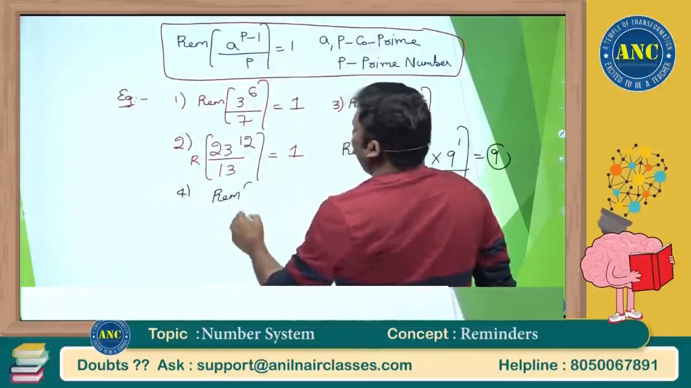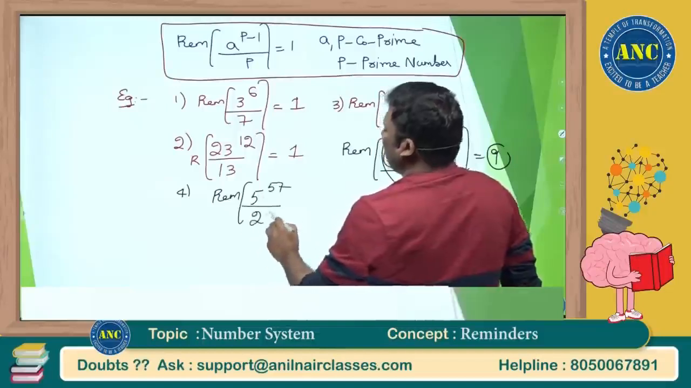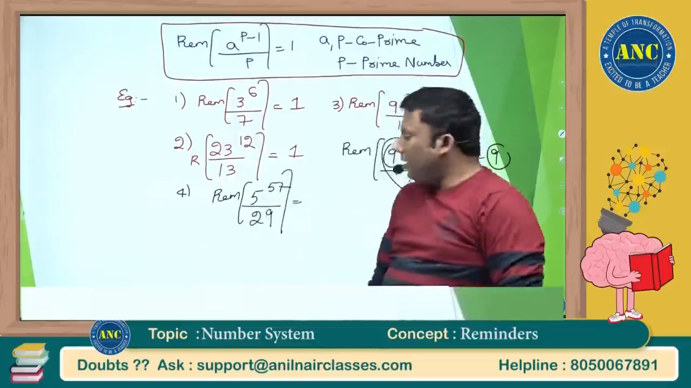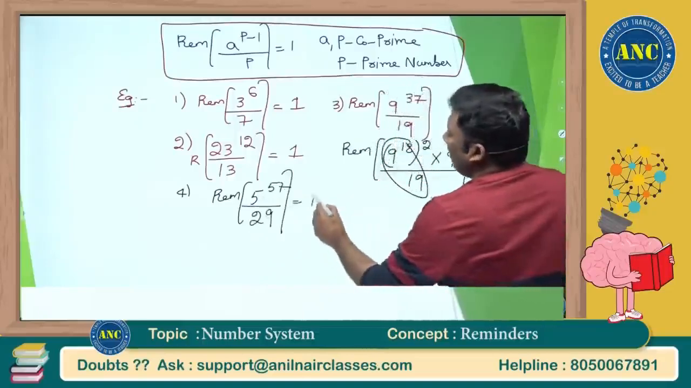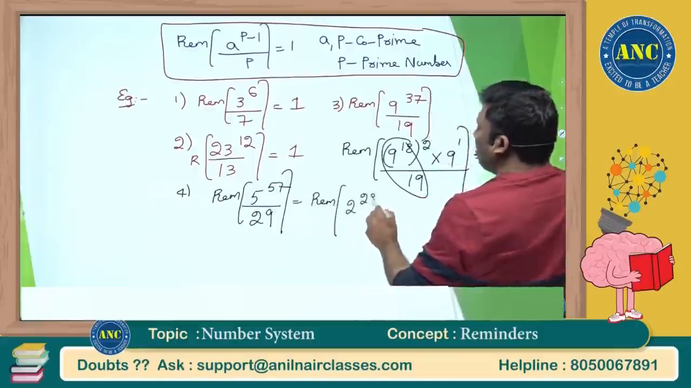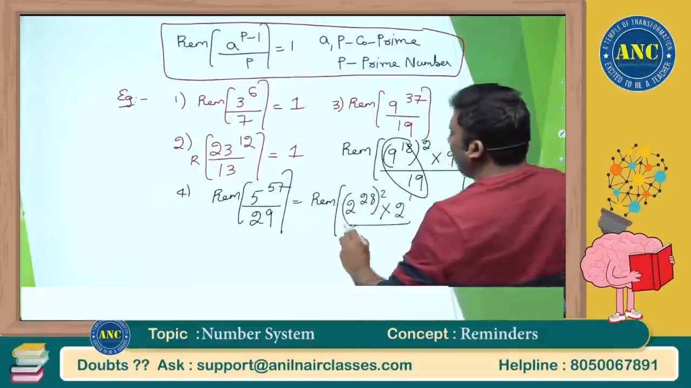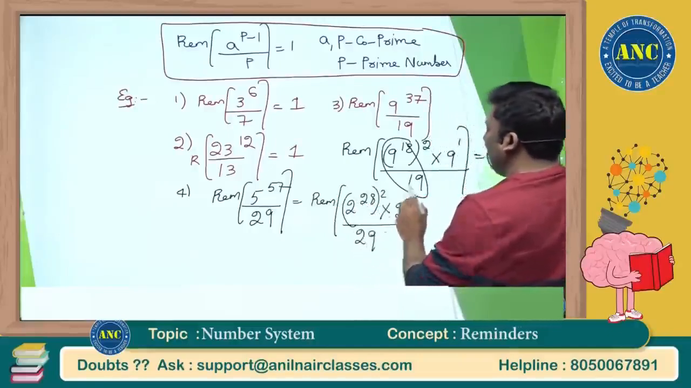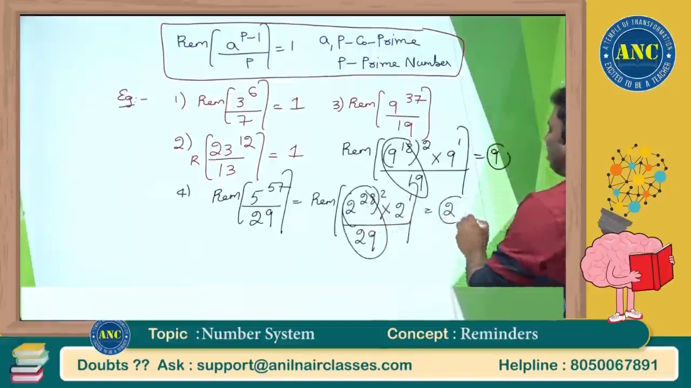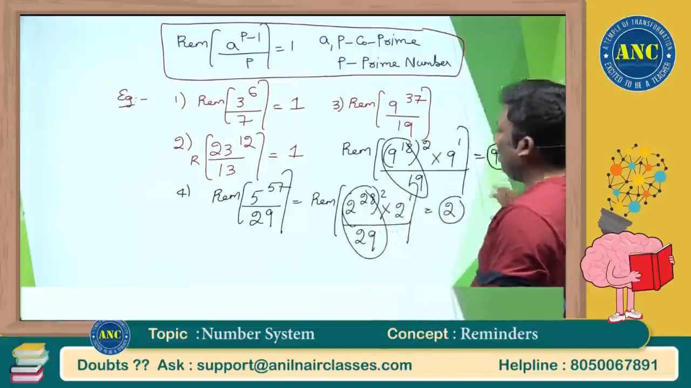5 power 57 divided by 29. If the denominator is a prime number, then it will become 2 power 28. 28 2s are 56. Another 1 power of 2 is remaining into 29. So these are nothing but 1. 1 into 2 is nothing but 2.